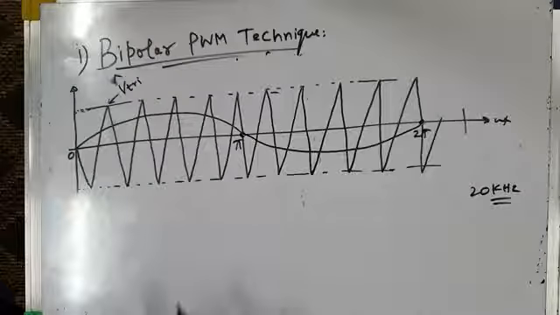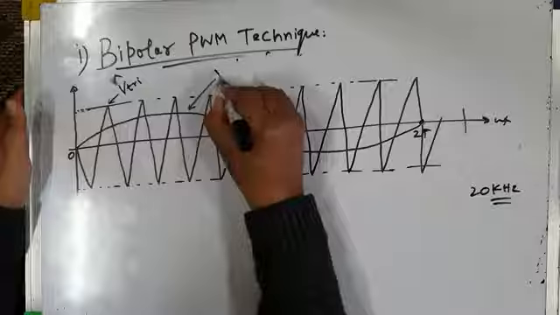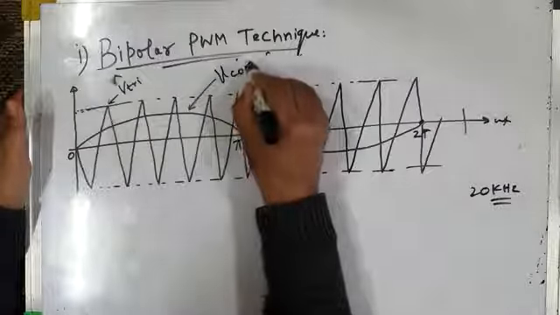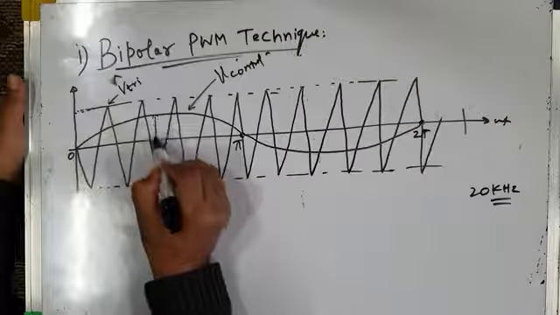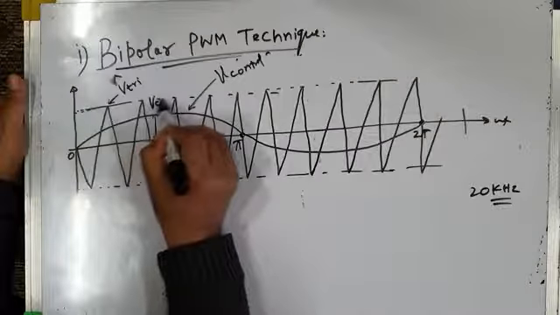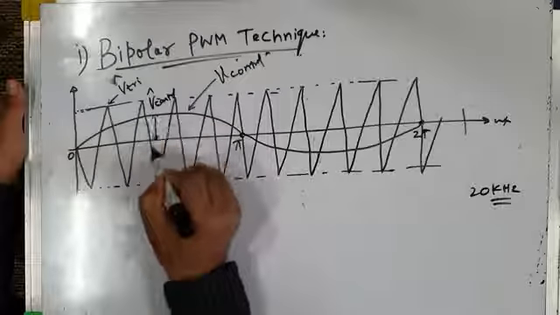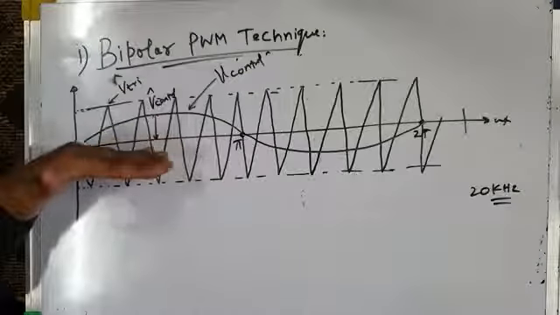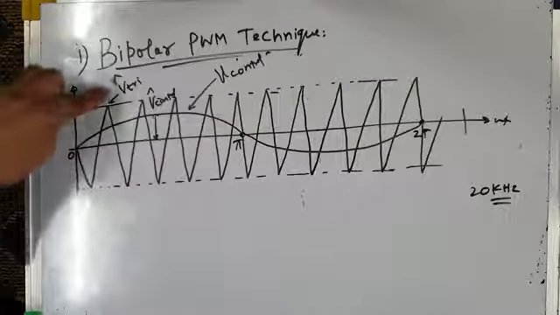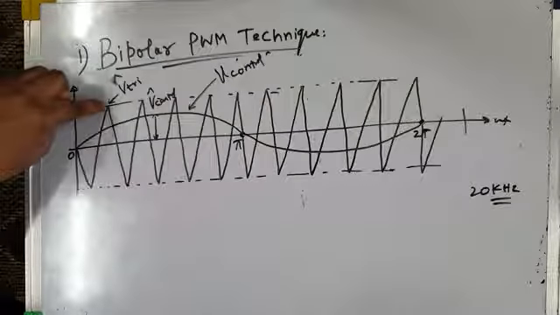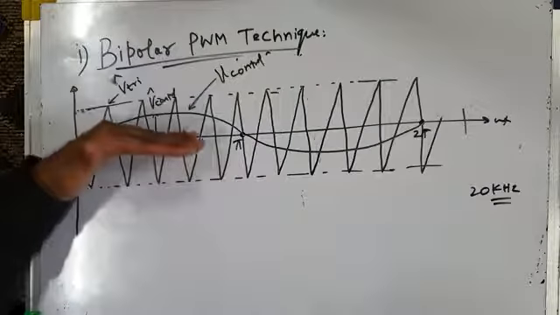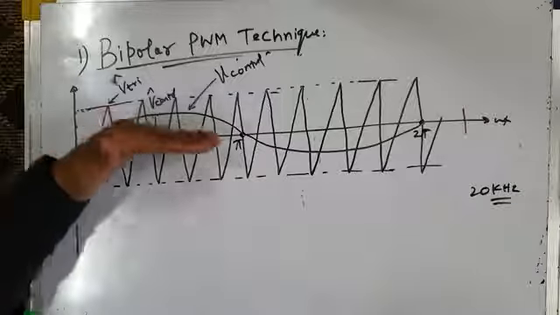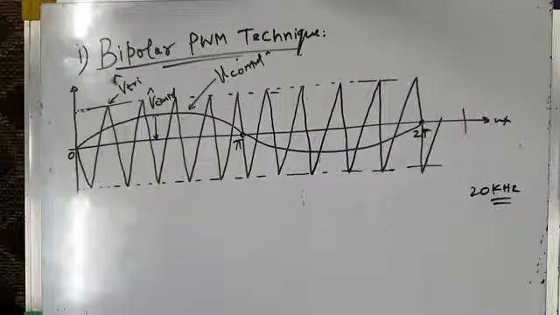This is the reference sine wave, and this reference sine wave has a variable amplitude V control. Its peak value is this, but it is variable. You can vary it from 0 to maximum value. For example, if your triangular carrier wave has a peak of 12 volts, your control voltage reference sine wave may have a peak of 0 up to 12 volts. Similarly, 0 up to minus 12 volts. And then these two waveforms are compared in a comparator.